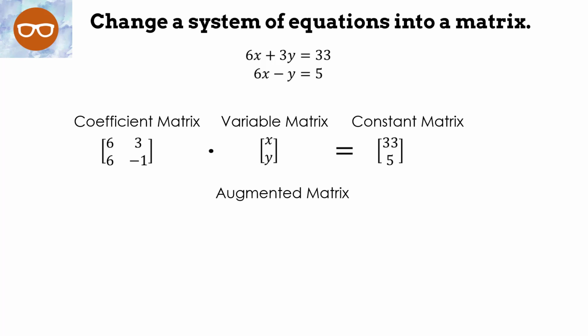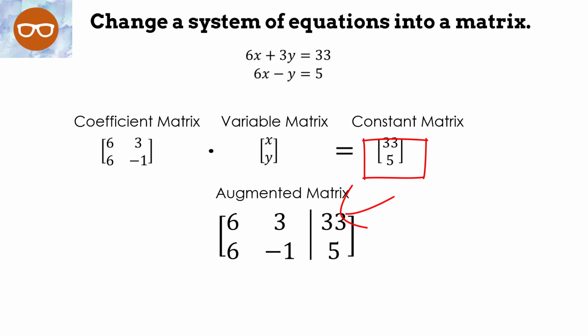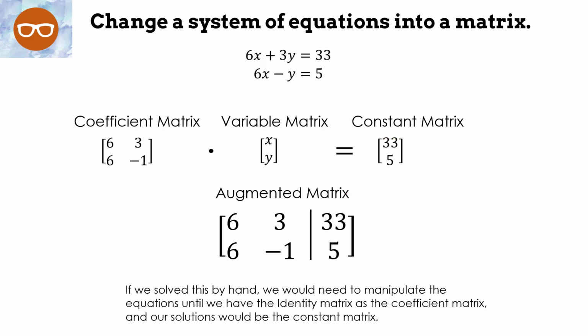How do we make the augmented matrix? Well, what we do is we simply write the coefficient matrix, 6, 3, 6, -1, and attach 33, 5, the constant matrix. A lot of times you're going to see a line here. Now, if we solve this by hand, we would need to manipulate the equations until we have the identity matrix as the coefficient matrix, and our solutions would be the constant matrix. That means when I manipulate it, I'll have a 1, 0, 0, 1, and then whatever numbers here will be my x answer and my y answer.